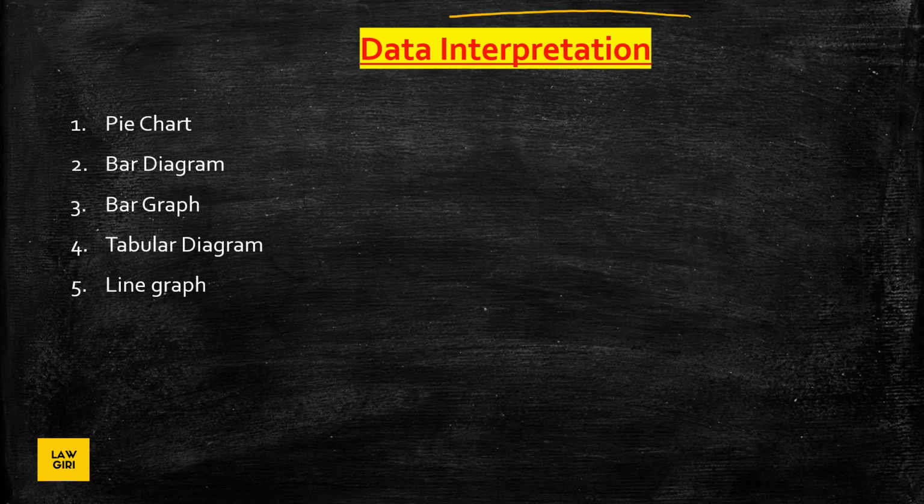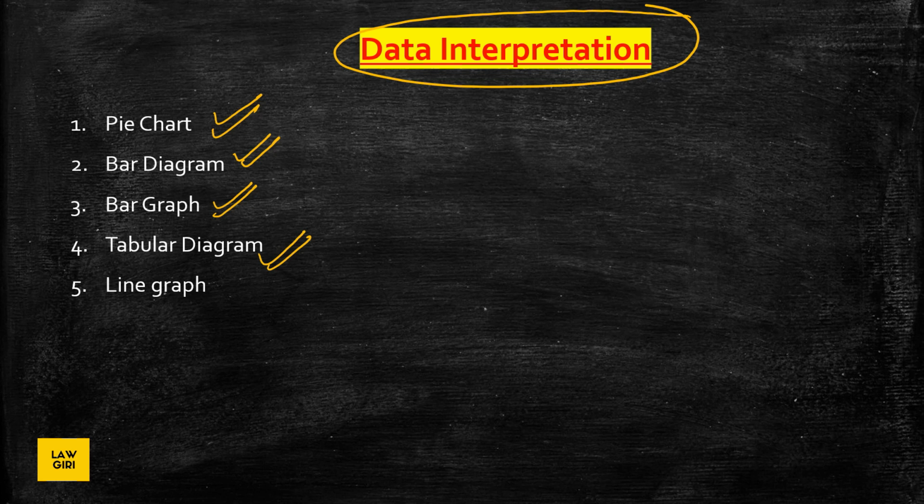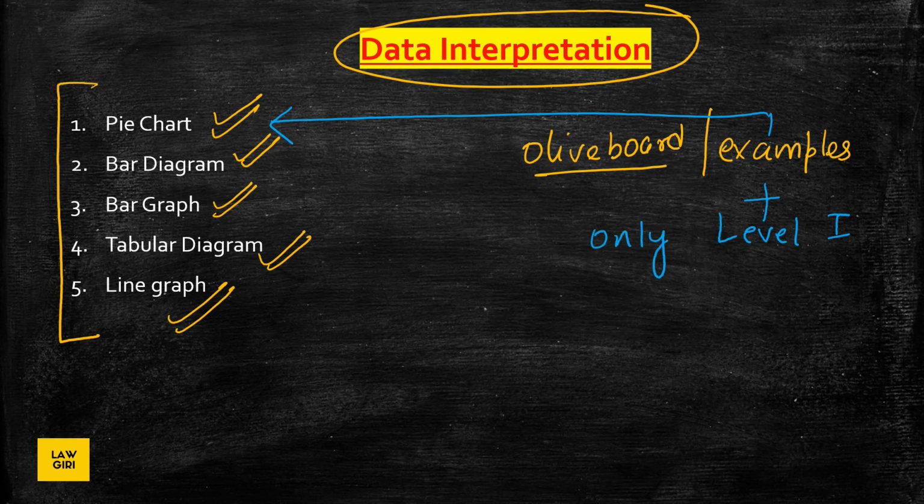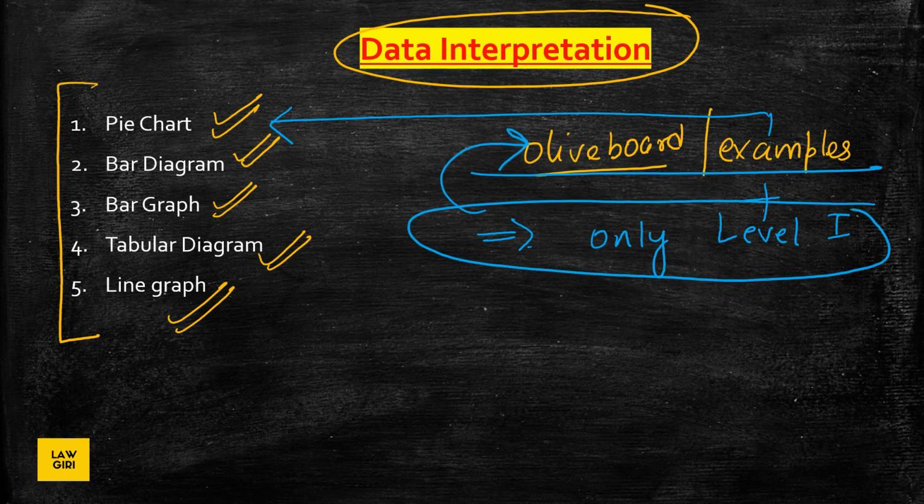Data interpretation, you need to solve these topics: pie chart, bar diagram, bar graph, tabular diagram, line graph. All of these topics you need to solve from a book called Olive Board. Olive Board is the book that you need to go for. You need to solve the examples of these topics, plus only the level one. Only level one from this book, please. Not the entire book, only level one of this book you need to solve. That's it.